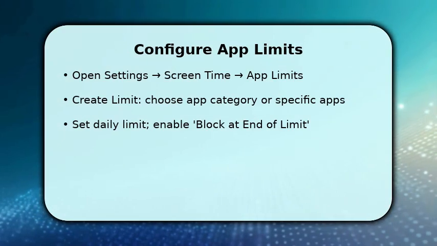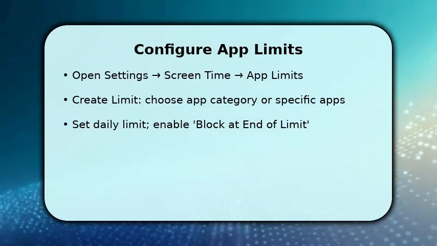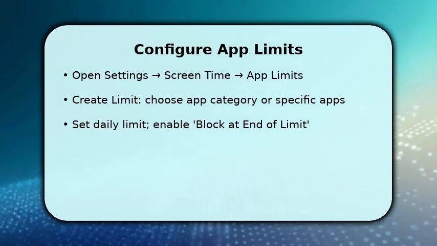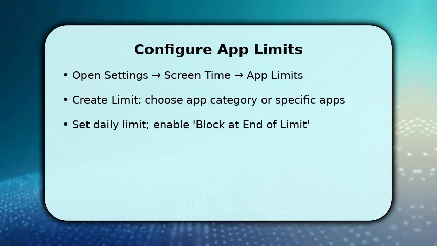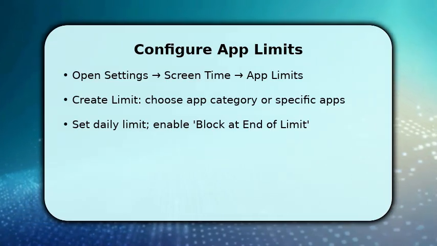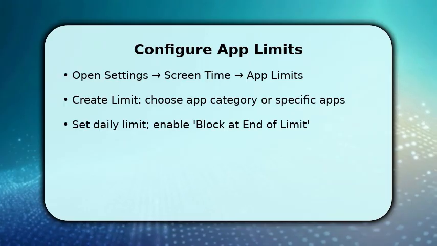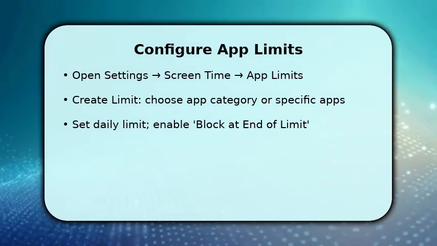Now configure app-based restrictions by going to Settings, Screen Time, then App Limits. You'll create a new limit for the apps you listed. Select either a category or tap to pick specific apps, then set a minimal daily limit. 1 minute works as a gate.